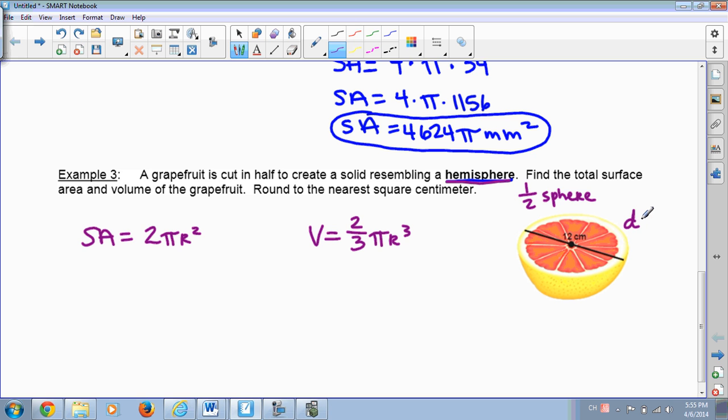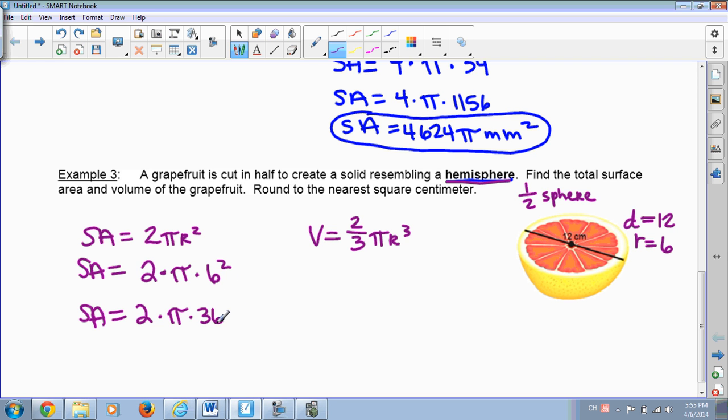So if the diameter is 12, obviously our radius would be 6. So that's what we need to plug into our formulas. Surface area is equal to 2 times pi times 6 squared. Remember, again, we're using the 2 instead of the 4 because we're using half the sphere. So 2 times pi times 6 squared is 36, and we're still leaving it in terms of pi. So 2 times 36 is 72 pi, and it's in centimeters squared. So that's our surface area of just the hemisphere.